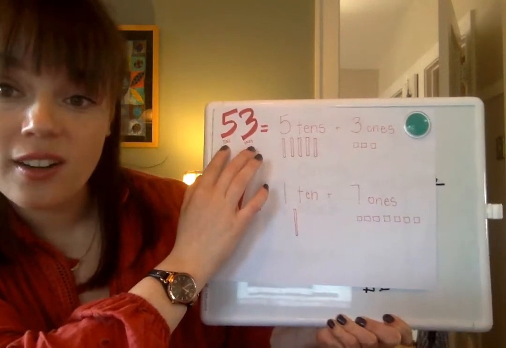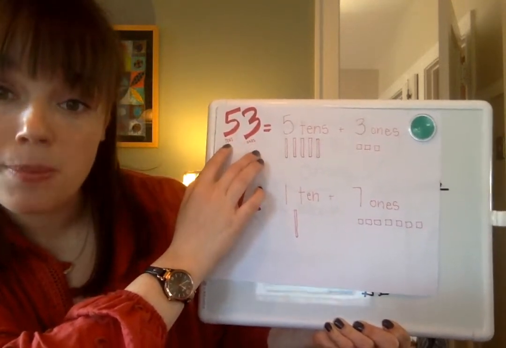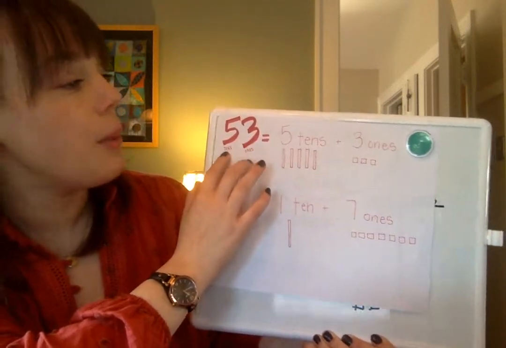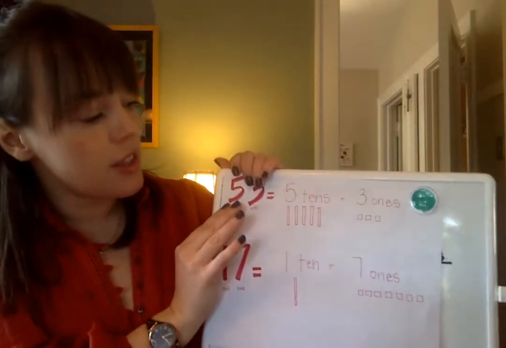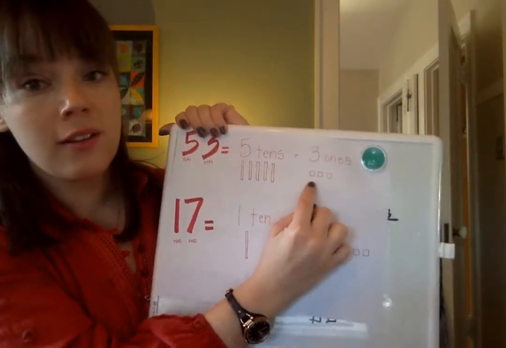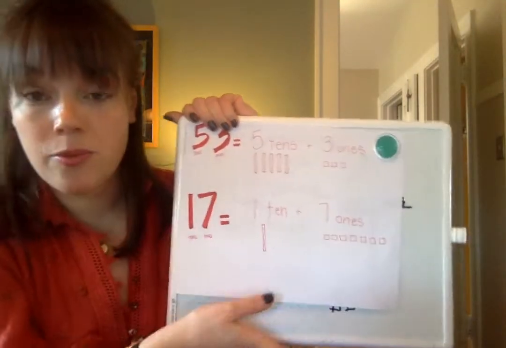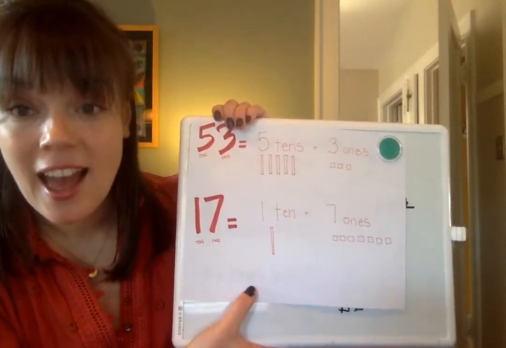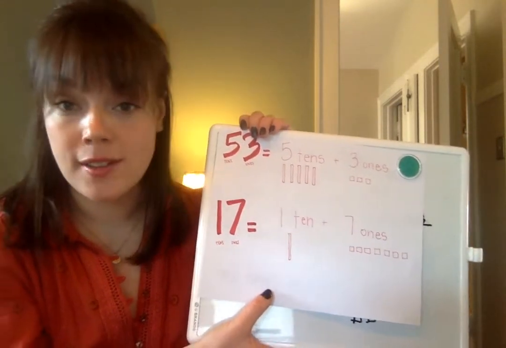The second digit is always the ones place in a two-digit number. So I have 3 ones, and I show those ones with these ones blocks. 1, 2, 3, right? So the number 53 is 5 tens and 3 ones.